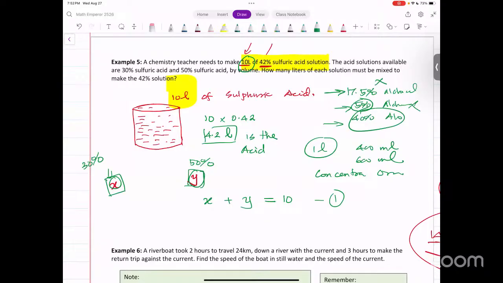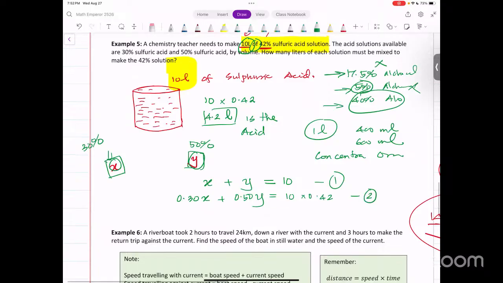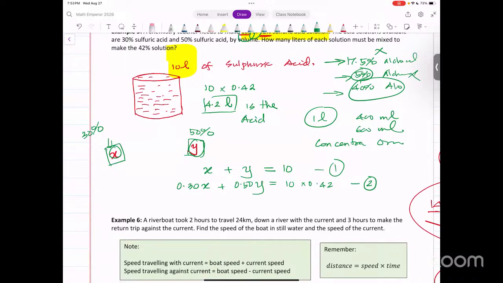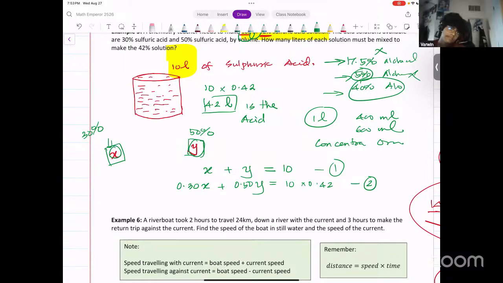So I say, let me take something from the 30% concentration and something from the 50% concentration and mix it. Now, "of": you see the "of"? "Of" means multiply. You multiply by 30%, you multiply by 50%, that's why I'm putting decimals. It's 10 liters of 42%, 10 times 0.42. So the first equation is the amount of mixture, the second is for the concentration. Are you following those two equations? Yeah. Okay.